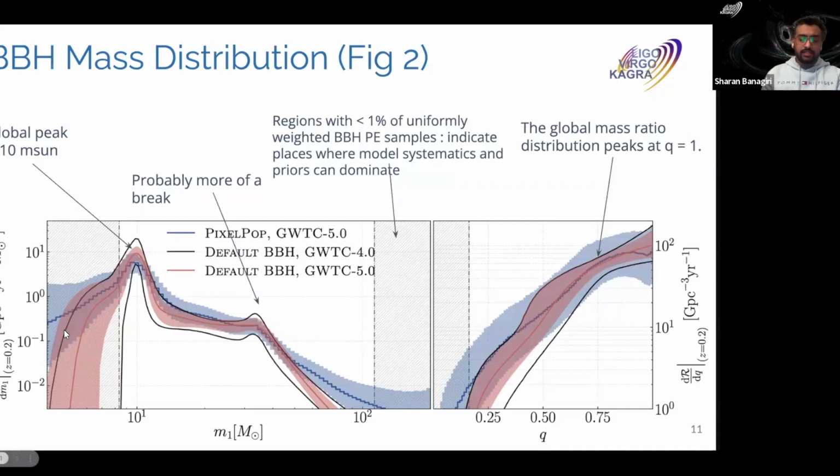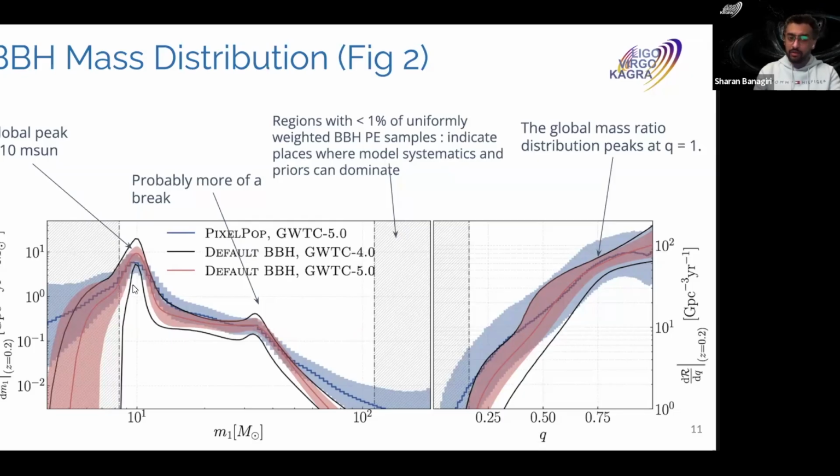Okay, then let's look at the primary mass distribution, which is on the left. We see features like a global peak at 10 solar masses and also a feature at around 35 solar masses or so. The global peak is very robustly recovered, and this has been a feature in our data sets for a while now. And understanding the origins of this global peak is very interesting.